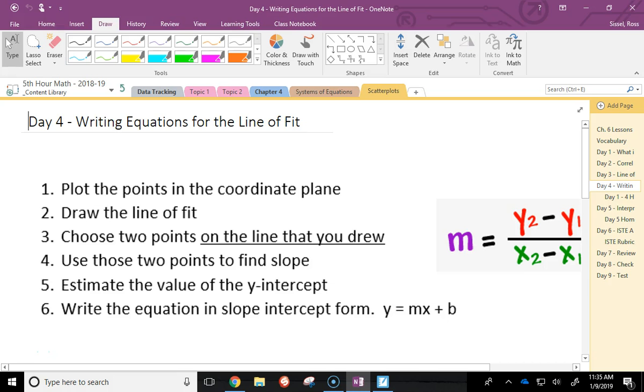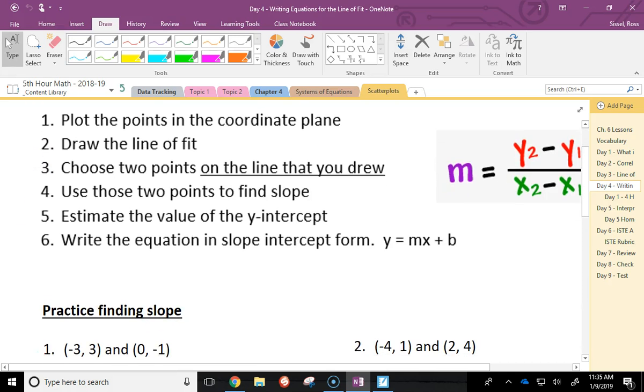So today, in our practice, we're going to do all of our steps that we've done thus far. So we're going to do one fresh example of everything. When we're writing the equation, the biggest thing is you first have to take your information and plot them on the coordinate graph. Then we made our line of fit.